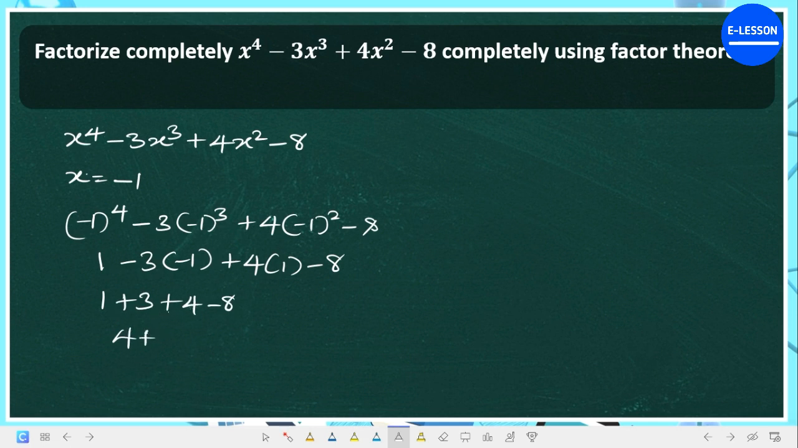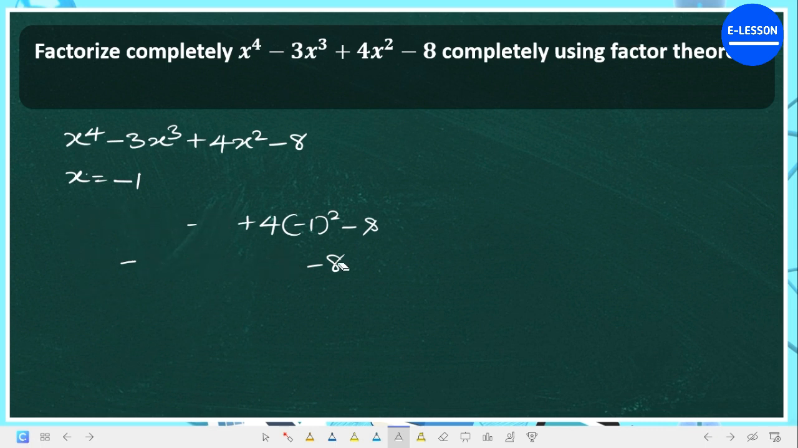Now, look at what we are going to do here. Plus 4 minus 8 is minus 4. 4 minus 4 is what? 0. So if it gives you 0 as a remainder, it means that that is a factor. So we found our first factor now. The first factor in this particular expression is x is equal to minus 1.